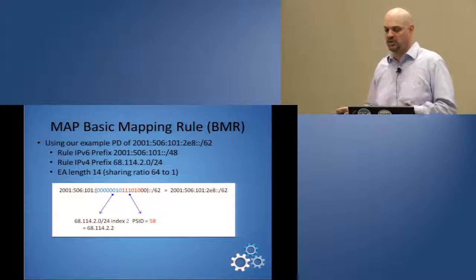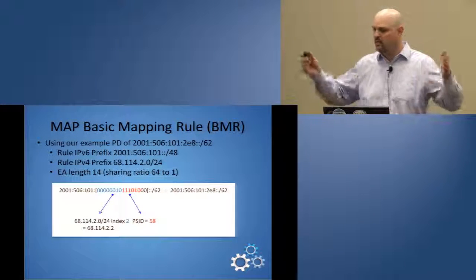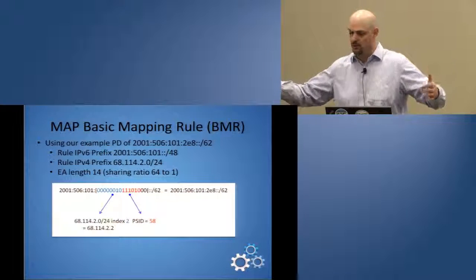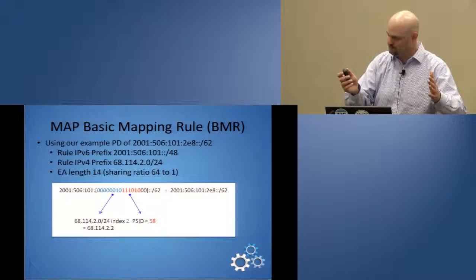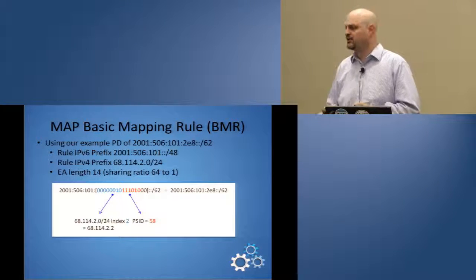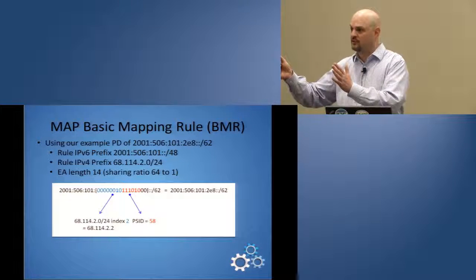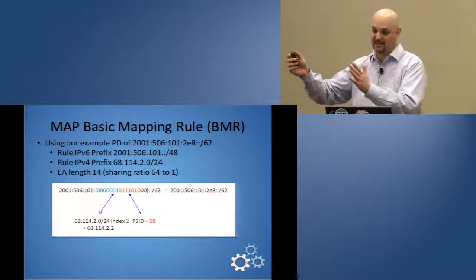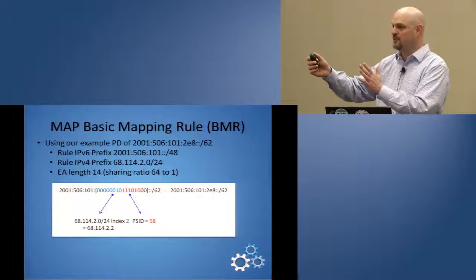How do we know what ports we should use? Well, we know our EA length was 14. We know we used up 8 bits for our address index. We have 6 bits left over. Look at those next 6 bits. There's our value, 58.